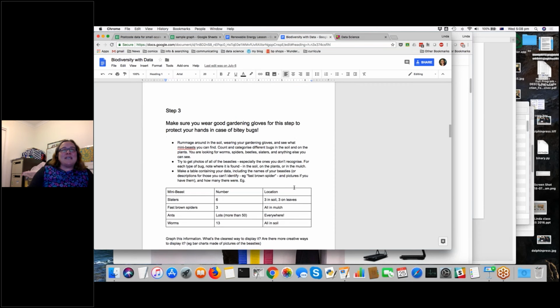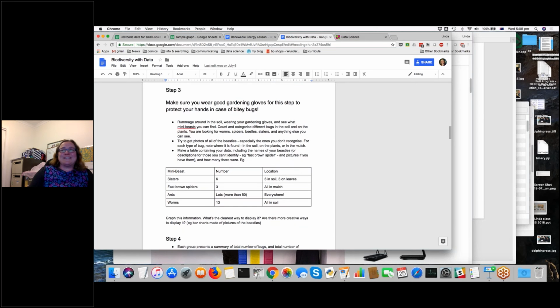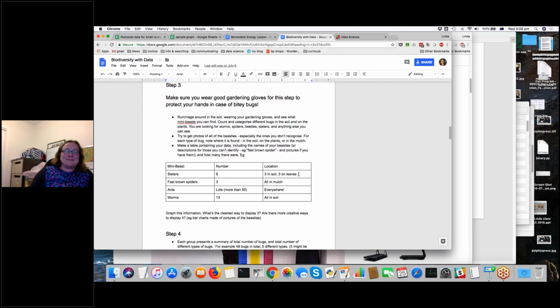Now, step 3, and they'll either love this step or hate it. You might need to separate them into the people who can manage mini-beasts and the people who can't. But you get them counting the different types of bugs in the soil. Again, if they can take photos of all of the beasties so that they can identify them later.